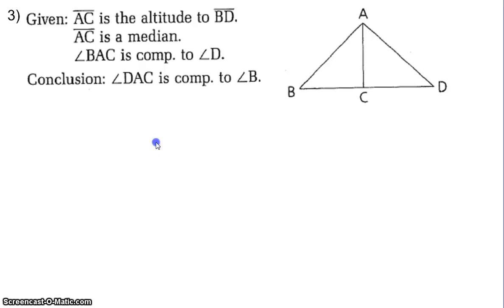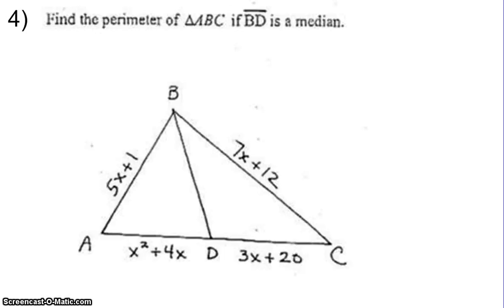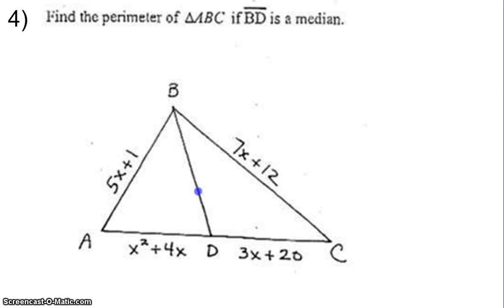Next proof here, number 3, you guys are going to do on your own. You guys are going to do that and come to class with that tomorrow. Before we end the video though, we're going to look at number 4. We are going to solve for the perimeter here. So this one is an algebraic problem dealing with the median, finding the perimeter of triangle ABC.